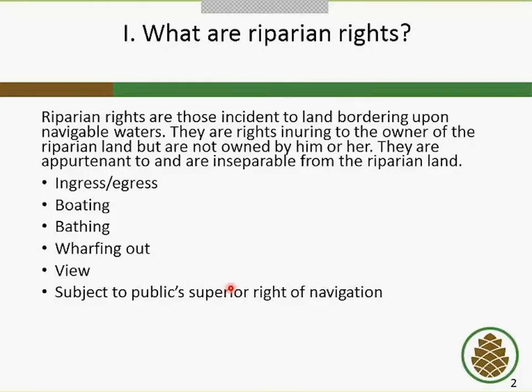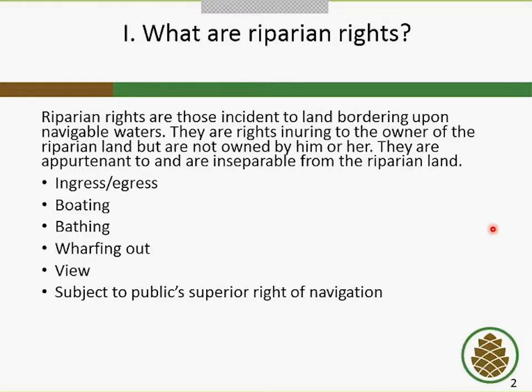There it goes. All right, so obviously the first thing we have to discuss is what are riparian rights. Generally I think we all have an idea, but riparian rights are those incident to land bordering upon navigable waters; in layman's terms, land that touches water. But then the next part is they are rights inuring to the owner of the riparian land but are not owned by him or her. What we're saying there is there are rights in use of the water, special rights over and above the general public, but you do not actually own the land. That's different from owning the dirt that touches the water.